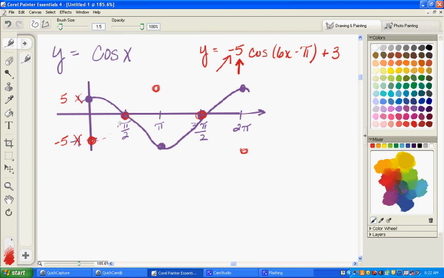Now, I'm not going to draw them all in this graph. That would get really confusing really fast. So instead, I'm going to move down a little bit, and we're going to talk about this a little bit more. So let's take y equals -5 cosine. Now let's talk about what the 6x minus pi is for.